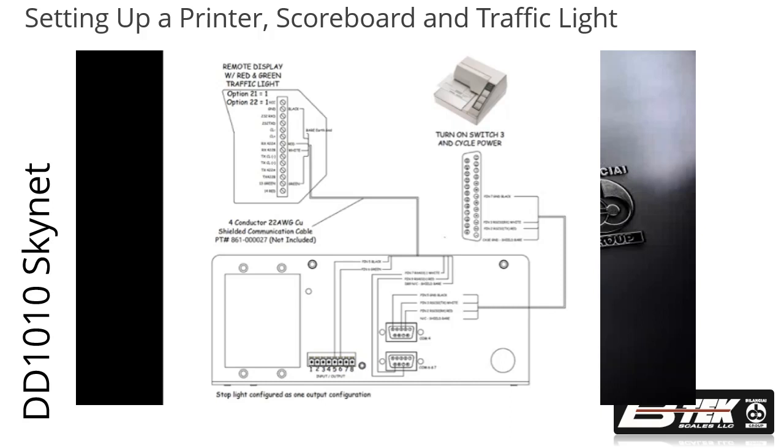We recommend using RS-422 for communication to the scoreboard. If the scoreboard has a traffic light, you will need an additional 2 wires to control the light by connecting it to the outputs on the back of the Skynet indicator or an option card.